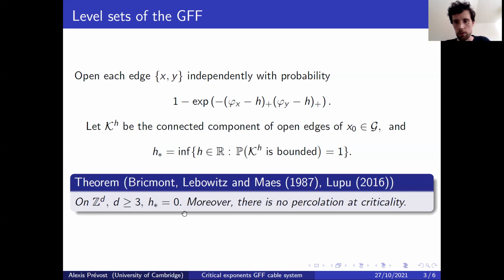What I want to explain now is that it is indeed easier to study, and in particular, one can find the critical exponents associated to this model. The critical exponents of a percolation model are just numbers which quantify the size of the cluster K_h at criticality or near criticality. For instance, you have a number which will describe the diameter of your cluster at criticality, or the volume, or near criticality.